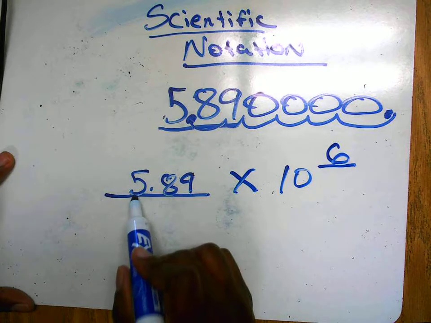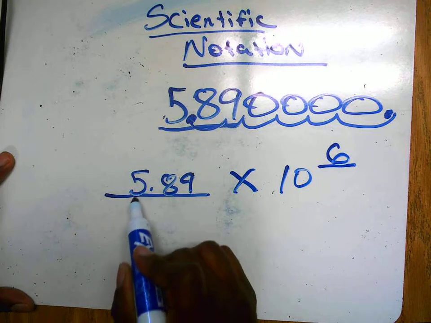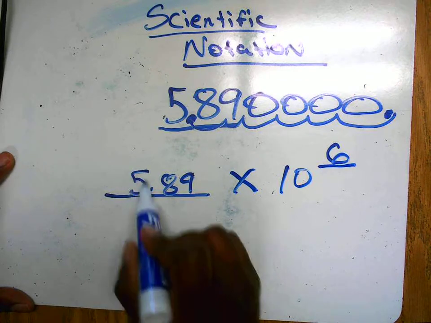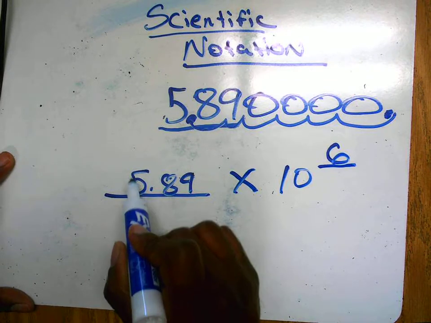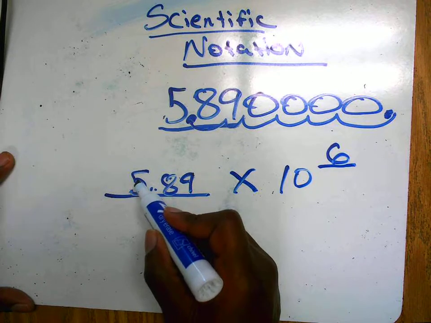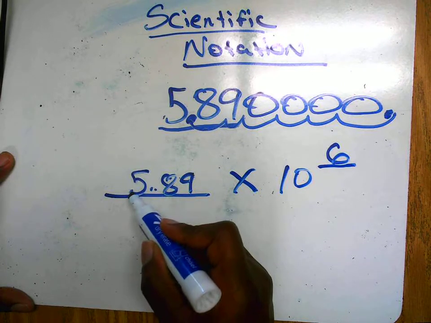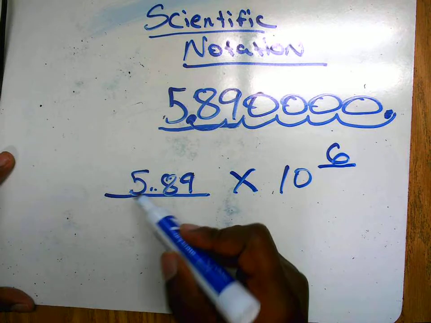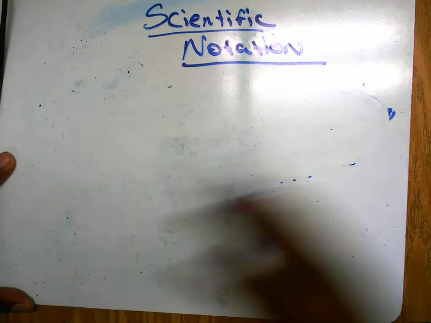Again, this base or factor here will never be greater than 9, meaning it can be 9.9, but it won't be 10. So it will always be a single digit here. It can be 1, 2, 3, 4, 5, 6, 7, 8, or 9. Let's have another one.